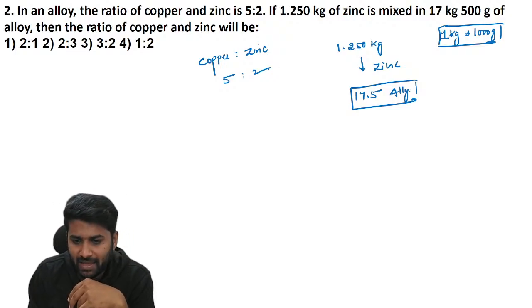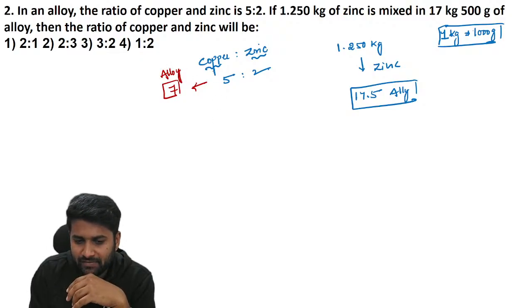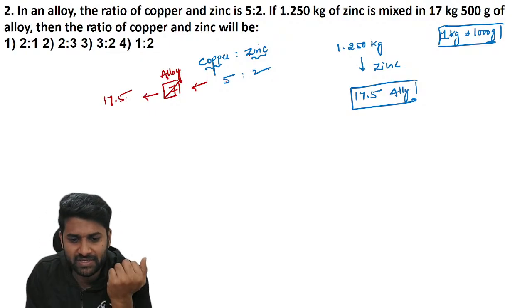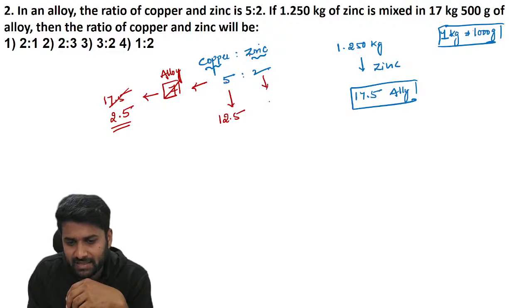You know that alloy is a combination of copper and zinc, right? Now try to separate this information. Let us assume 7 units is the total alloy. How do you get 7 here? 5 plus 2. So out of 7 units, 5 units is copper and 2 units is zinc. Let us take the original data. So the total alloy is 17.5 kg. Further simplification: 7 into 2 is 14 and 7 into 5 is 35. So you will get the copper as 12.5 and the zinc as 5.